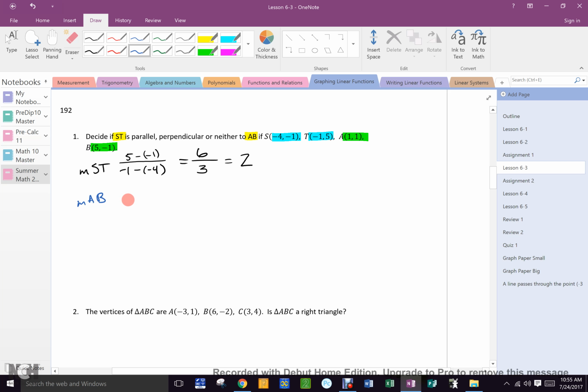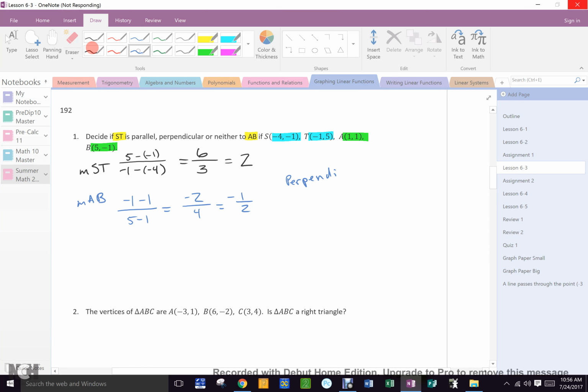What's this one? Negative 1 minus 1 over 5 minus 1, which is negative 2 over 4, which is negative 1 half. What are those? That means these are perpendicular. Why? Because the first slope was 2 over 1, and that is perpendicular to the second slope.